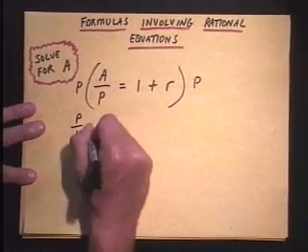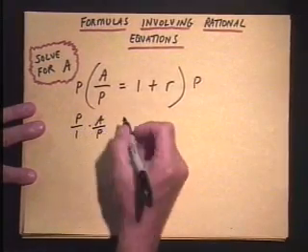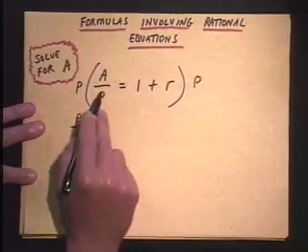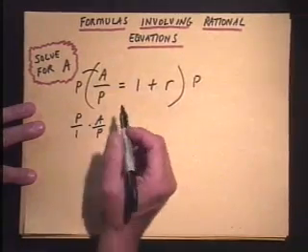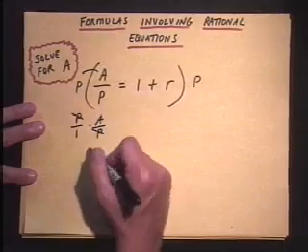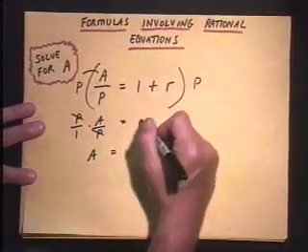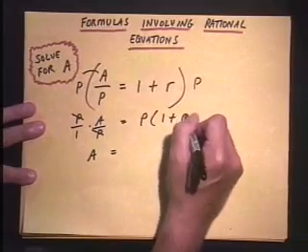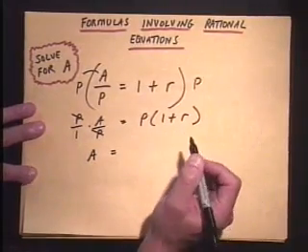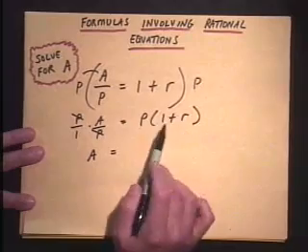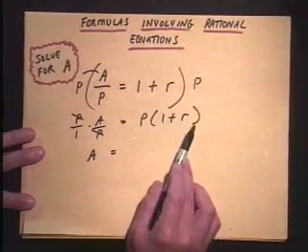So p over 1 times a over p would be this side here, distributing the p through. And you can see the p's will cancel out, leaving us with a here, equals over here p times 1 plus r. All right. And now we can leave that answer, p times 1 plus r, this way.